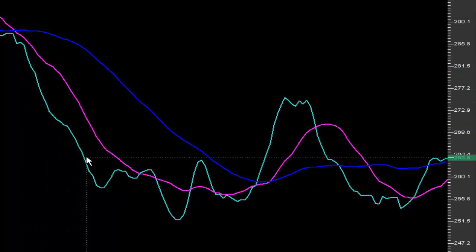Here the market has direction. The 5 is below the 20 is below the 55. Prices are going down. Here, the market has direction. The 5 is above the 20 is above the 55. The market is moving up.